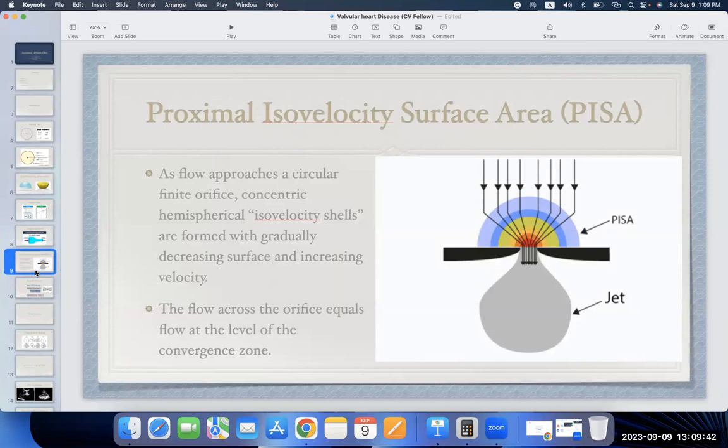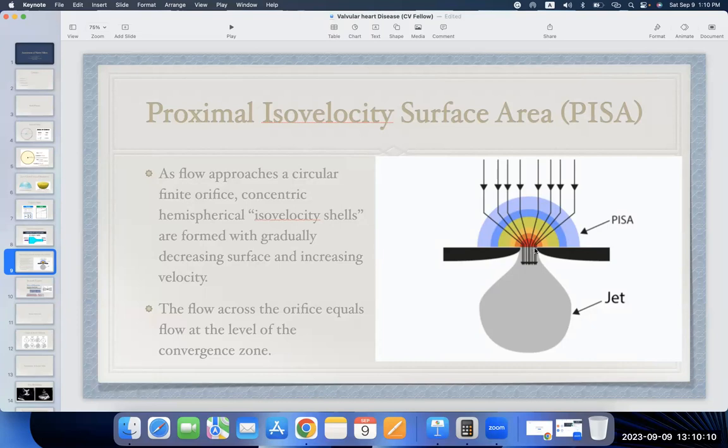One other concept that you need to know is the PISA. PISA is the proximal isovelocity surface area. What is PISA? We are saying that in hemodynamics, this is basic physics: when fluid approaches a finite orifice, the flow will start to increase in velocity, and it will start to form a hemisphere on this orifice.